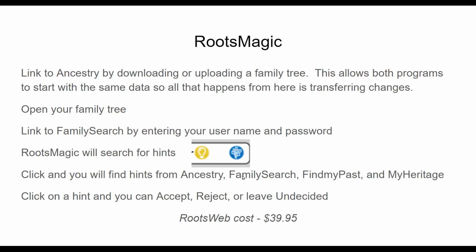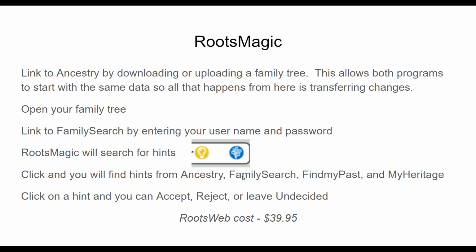The way that you link Roots Magic and Family Tree Maker to Ancestry is you start with the tree in Ancestry. And there's a process to now download that into Roots Magic or Family Tree Maker. And once you do that, they'll talk to each other. It's really the only way it works, but it works just fine.